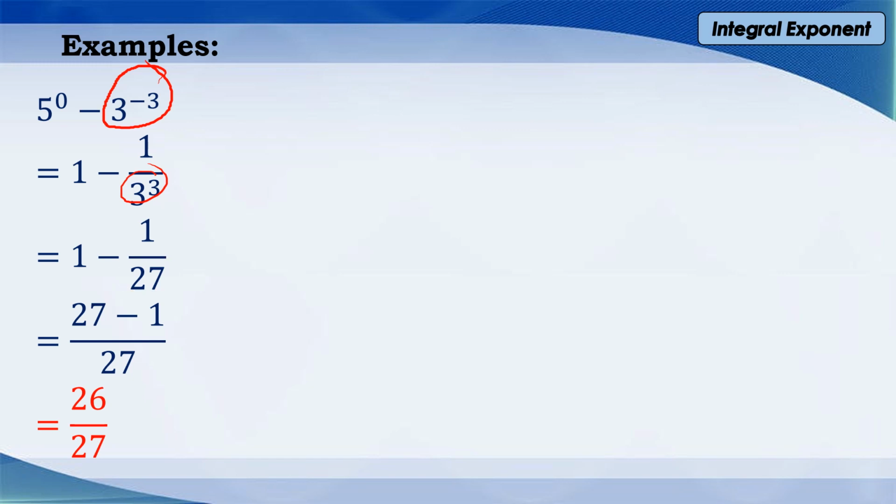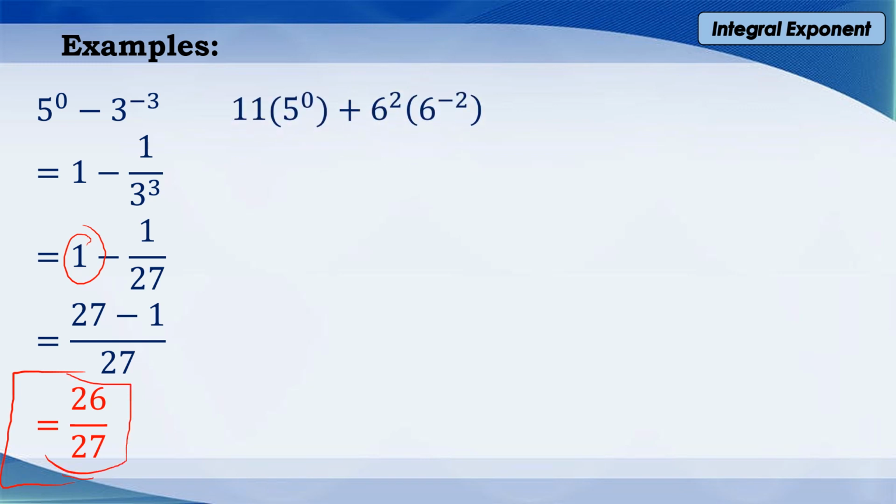Then 1 minus 1 over 27 using the LCD. Finding the LCD, we have 27. Then, saka natin ilipat sa fraction tong 1. Naging 27 over 27. Minus 1, final answer, 26 over 27.